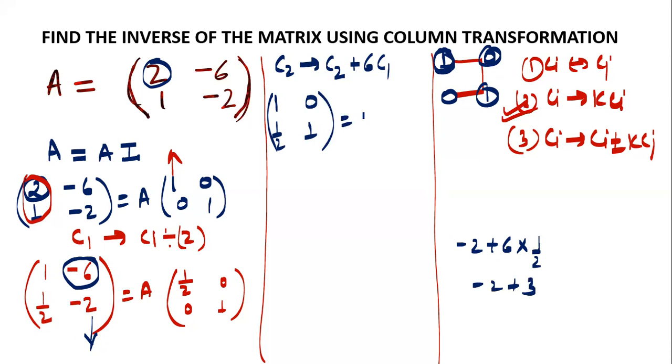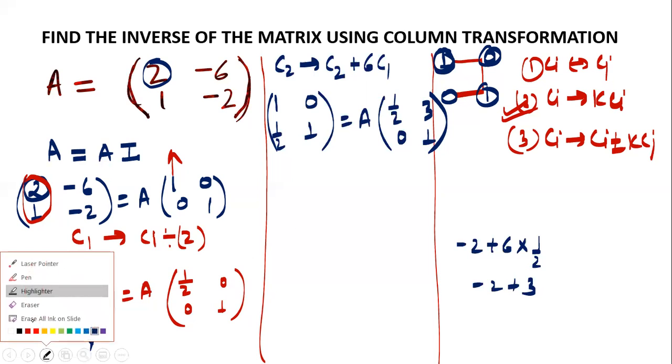Same would be done this side, A as it is. No change in C1 and in C2. C2, that is 0 plus 6 into half. It will become 3. 1 plus 0, it will become 1 only.